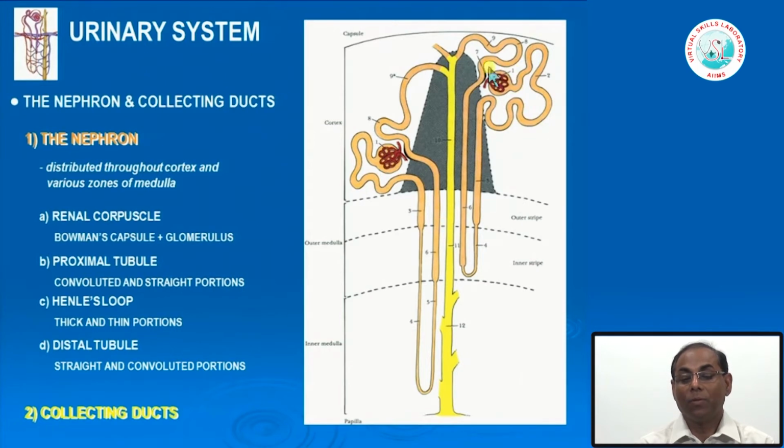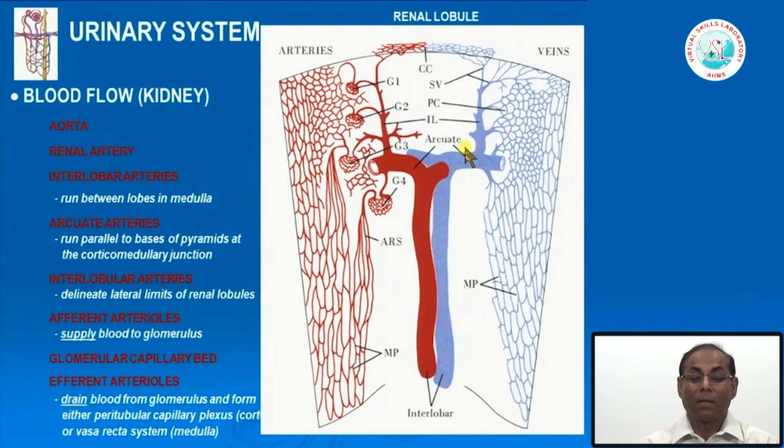So, this whole thing, starting from the glomeruli through the distal tubules, forms one nephron, and this is the functional unit of the renal system or excretory system. Now, the main function of each nephron is filtration. So, what will they filter? They will filter our blood and produce the ultrafiltrate.